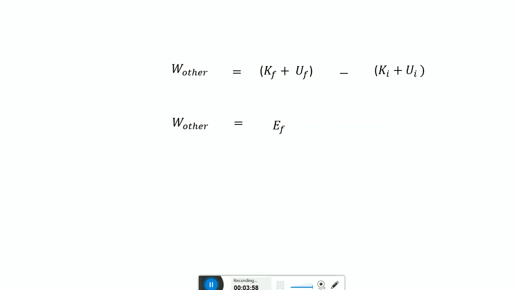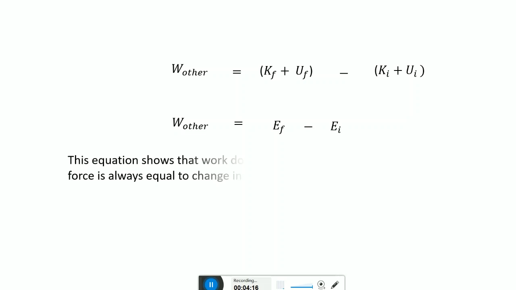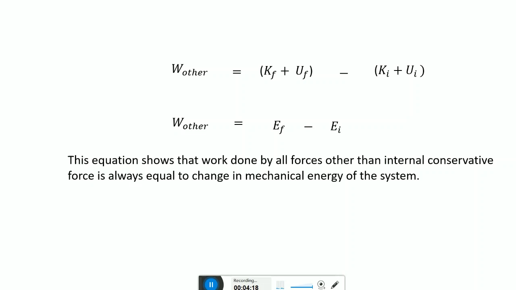Or Kf plus Uf, means K plus U, is total energy. So Ef means total final energy, minus Ei. So we get W other is equal to Ef minus Ei. This equation shows that work done by all forces other than internal conservative force is always equal to change in mechanical energy of the system.